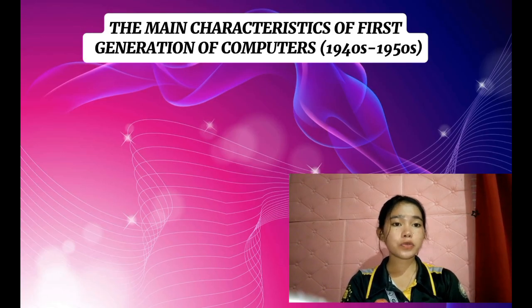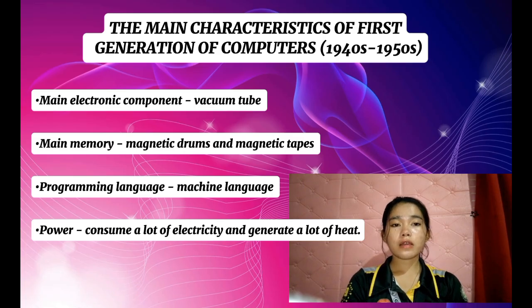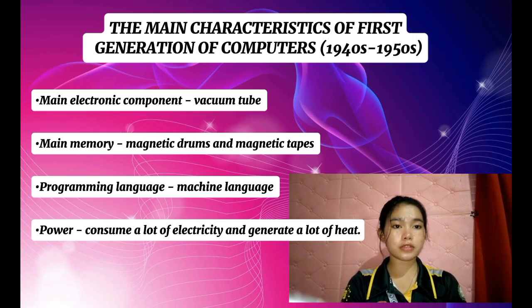Now, let's rewind to the first generation of computers, from the 1940s to 1950s. Main electronic component: vacuum tube. This is the primary electronic component. They act as switches and amplifiers.